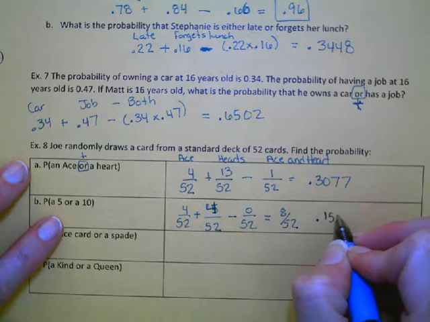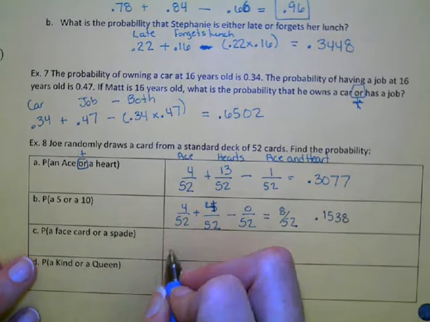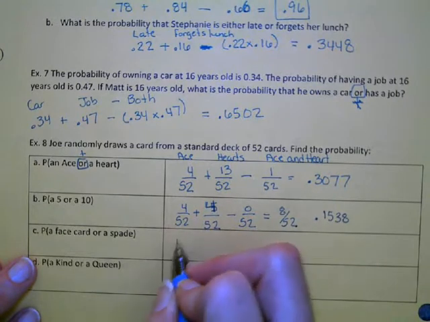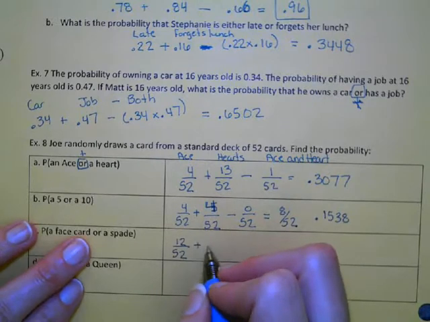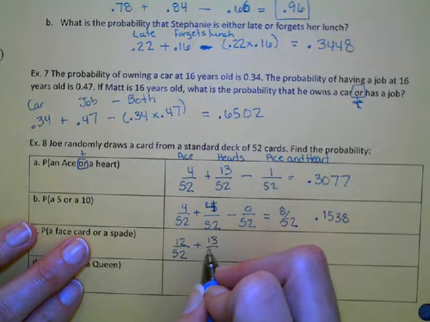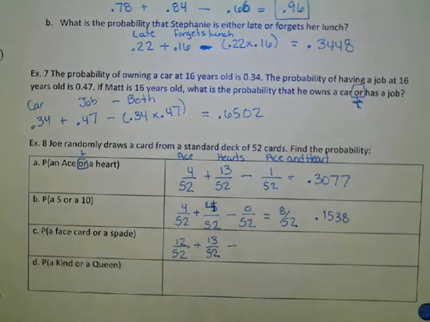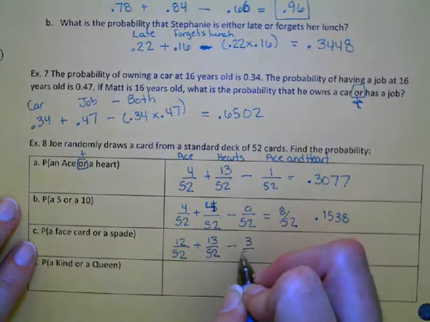Okay, probability of a face card, we decided every suit has 3, so that's 12 face cards out of 52. A spade, there are how many spades? 13 cards out of 52. Minus, do we have any face cards that are spades? So there are 3 face cards that are spades. So adding and subtracting, we come out to 0.4231.